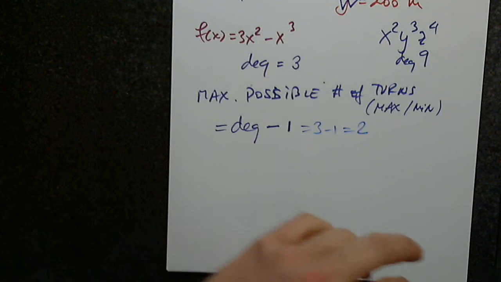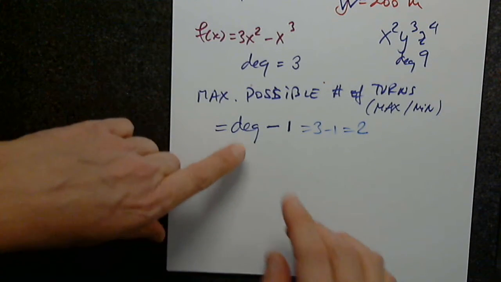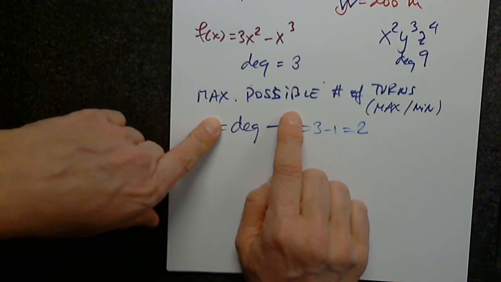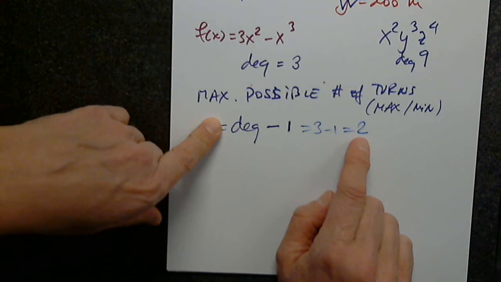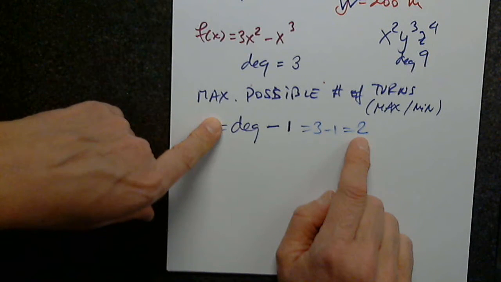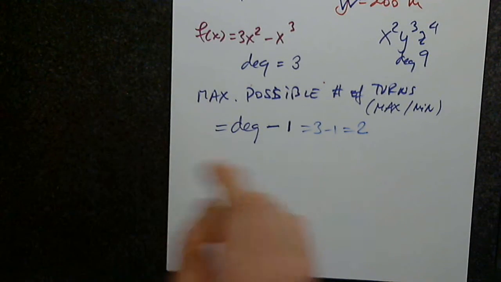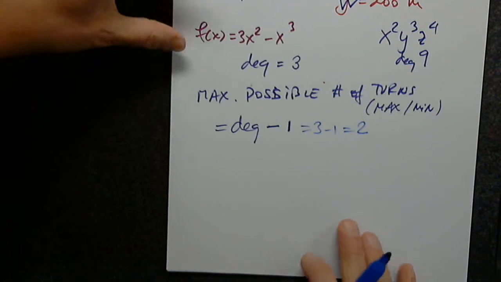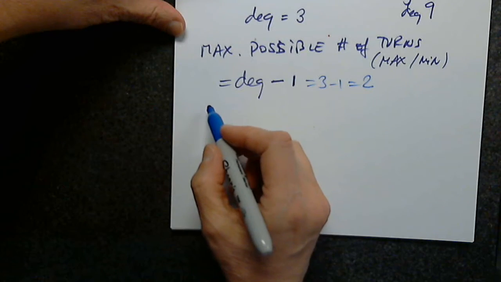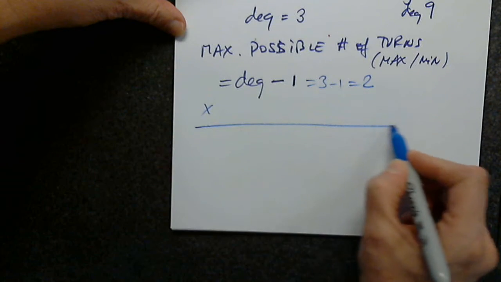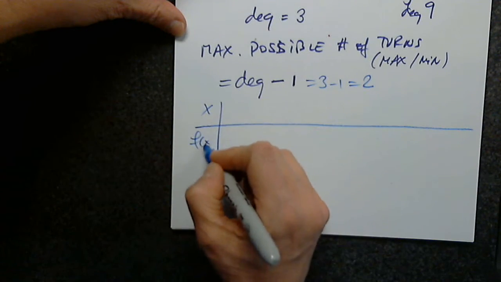So the point I'm making is the maximum possible cannot exceed 2. It doesn't have to have any. Okay? But just remember, it cannot have more than 2. Okay. Then you're going to give me the domain. And now we're going to get the table started.